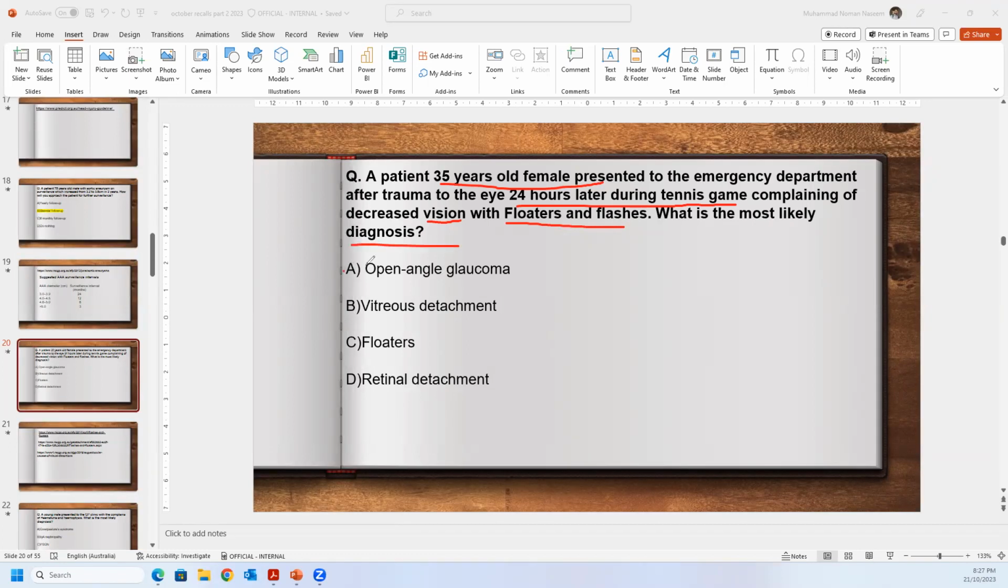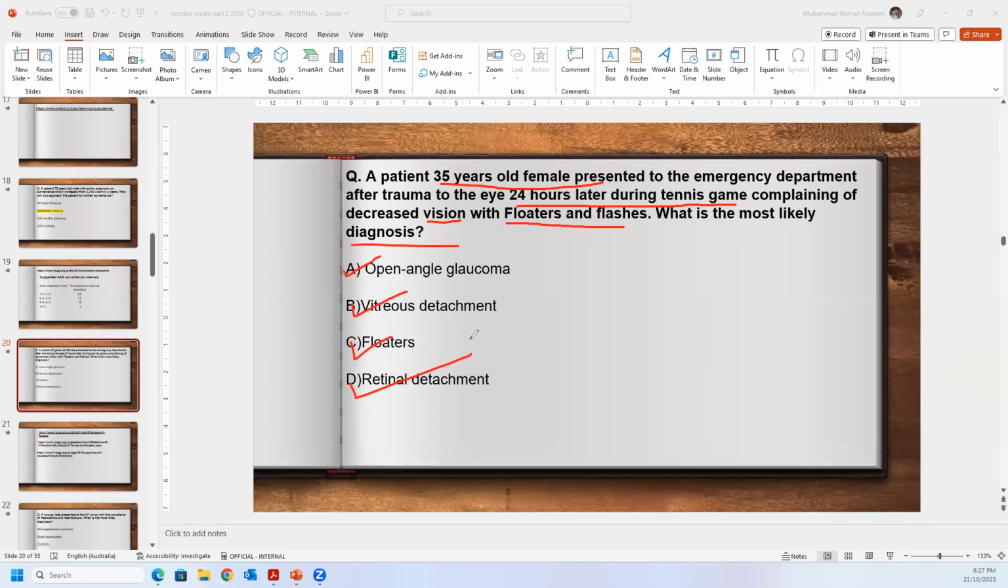Is she having an open angle glaucoma? Is she having vitreous detachment? Is she having floaters, which doesn't make any sense? Is she having a retinal detachment? Excellent. So whenever a patient is coming to you following a trauma, within the first 24 hours, with decreased vision and floaters and flashes, this is retinal detachment.